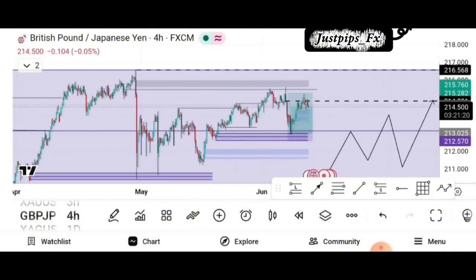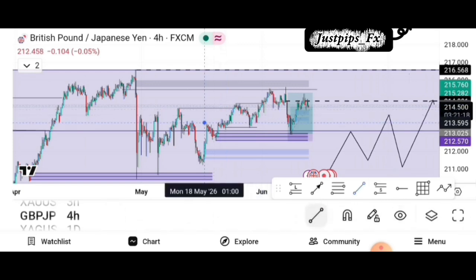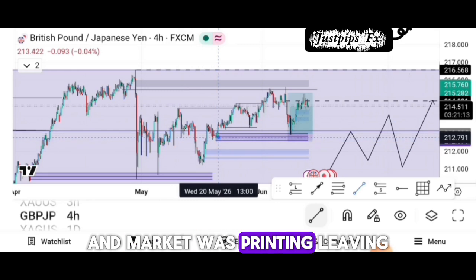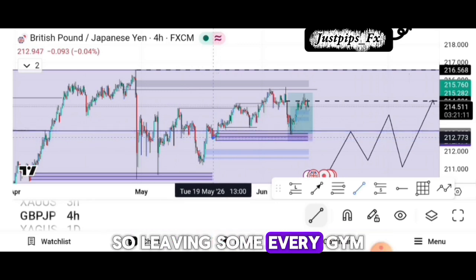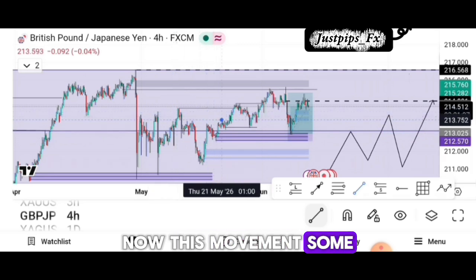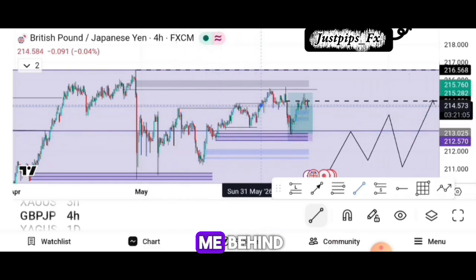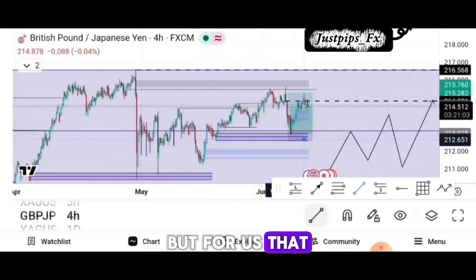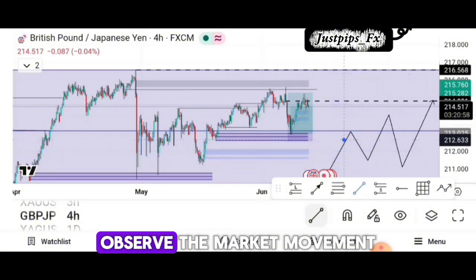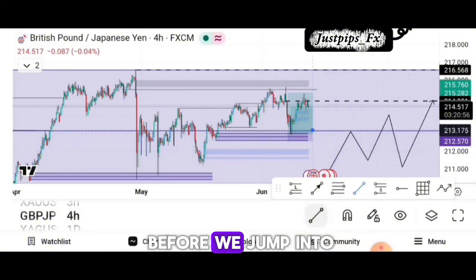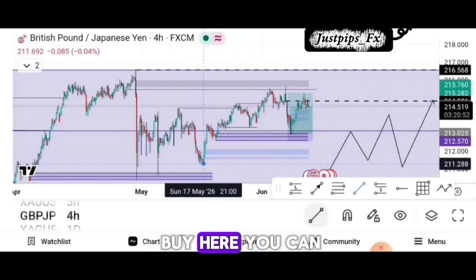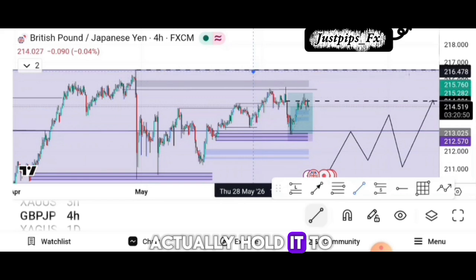there are breaks of structure to the upside, and the market was printing, leaving some FVG and order blocks behind while it was going. Now this movement, some people will say the market has left behind, but for us that trade this pattern, we don't rush into the market. We take our time, observe the market movement before we jump in. You understand? Now if you got this buy here, you can actually hold it up here.